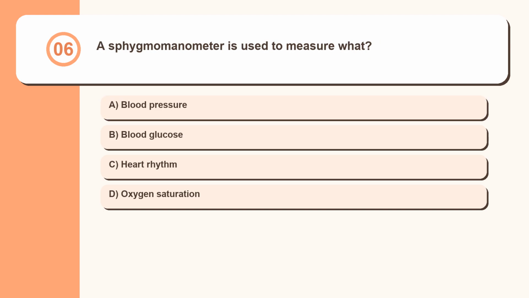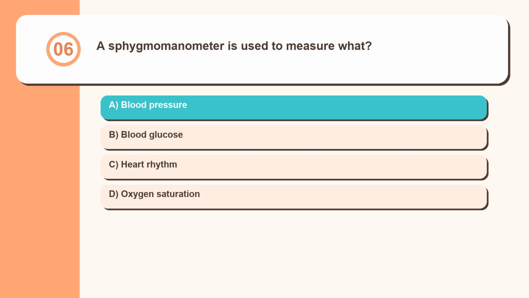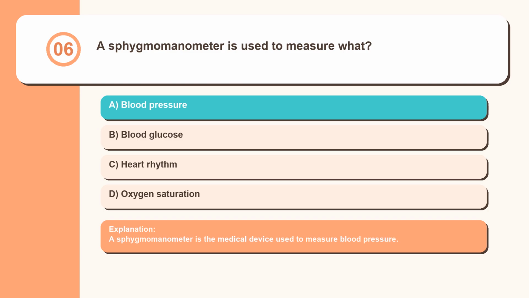Question 6. A sphygmomanometer is used to measure what? Blood pressure, blood glucose, heart rhythm, oxygen saturation. A sphygmomanometer is the medical device used to measure blood pressure.